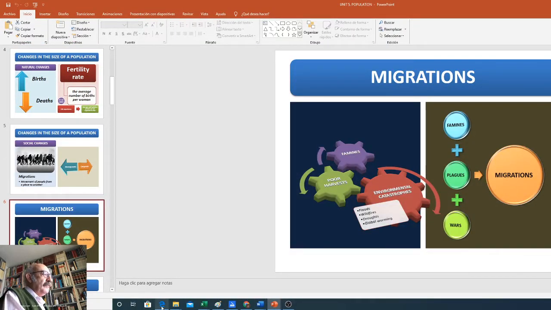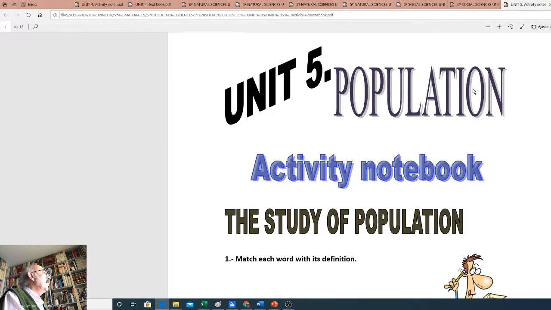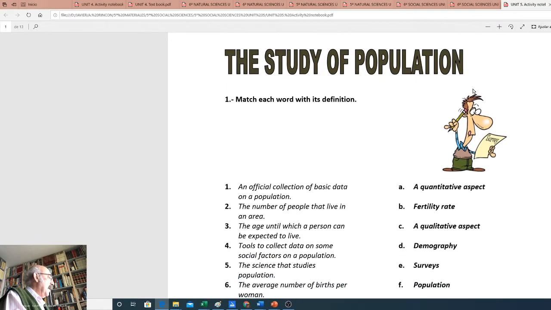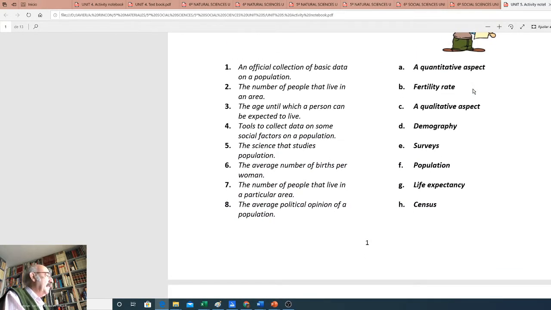Good. Now, I'd like you to go to the exercise part because we're going to correct some of your works. So, you have the first exercise. You have on the left part some sentences, and on your right part, you have some concepts, and you have to match each column.